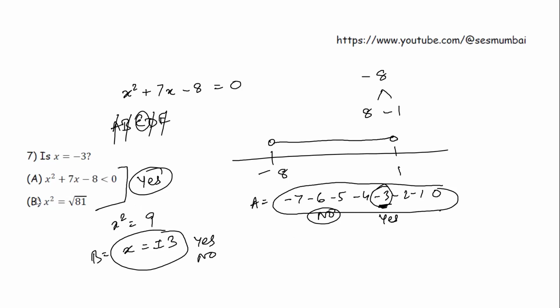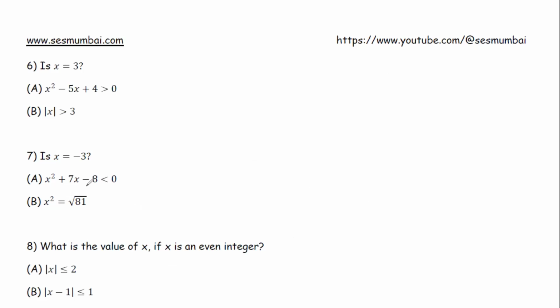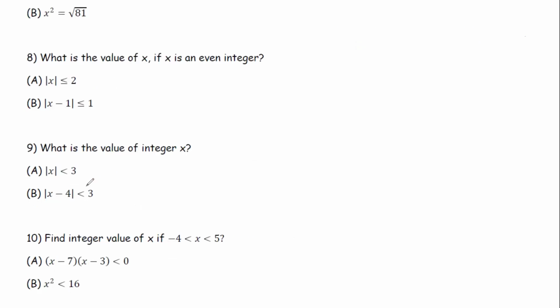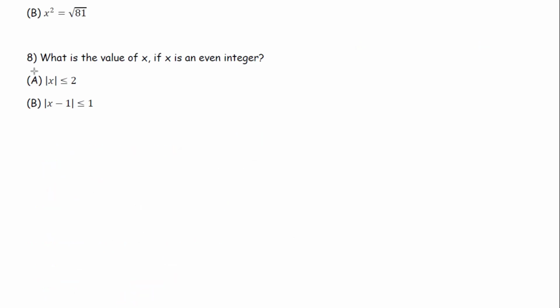Moving on. Question 8. What is the value of x if x is an even integer? So the first statement says mod of x is less than equal to 2. To solve this, we equate it to 2 and we get x as minus 2 and 2, which we put on the number line.